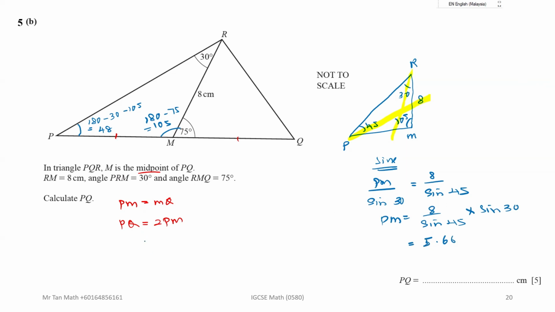So PQ equal to 2 PM. So it's 2 times 5.66. You get 11.32. We put 11.3 for three significant figures.